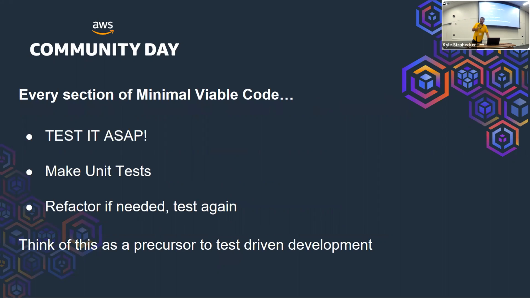So keep that in mind as you're developing, because that's going to save you a lot of time. With the minimal viable code concept, you test it as soon as you can. As soon as you have a piece of code that's ready, test it. You can then make unit tests. It'll actually help you think about how you're going to make unit tests to test different areas as well.